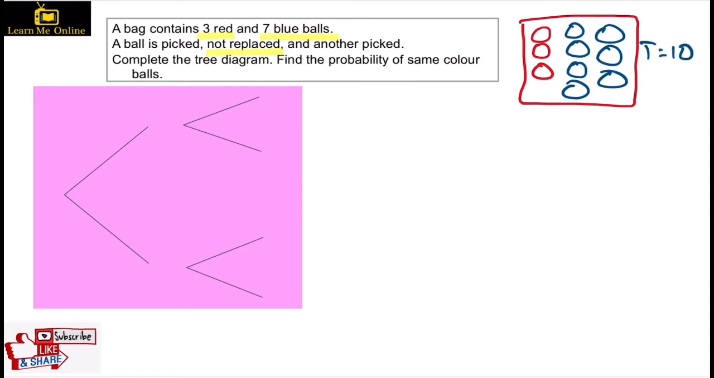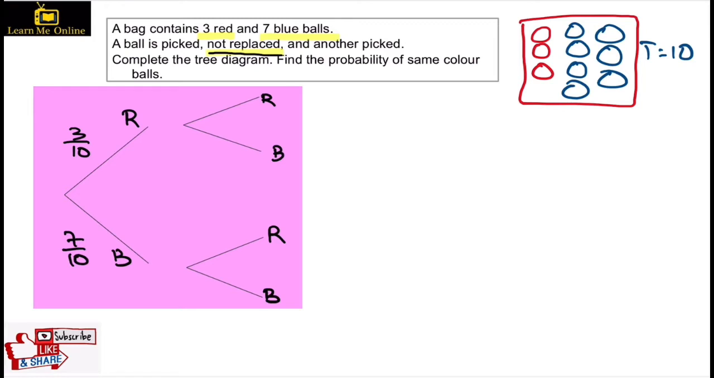Now it says complete the tree diagram. Before we complete it, we need to keep in mind that this is a not-replacement question. I'm going to start with the first branch. The 2 different colors in the bag are red and blue, so I'm labelling R and B using the initials of the colors. The probability of a red ball is 3/10 and the probability of a blue ball is 7/10.